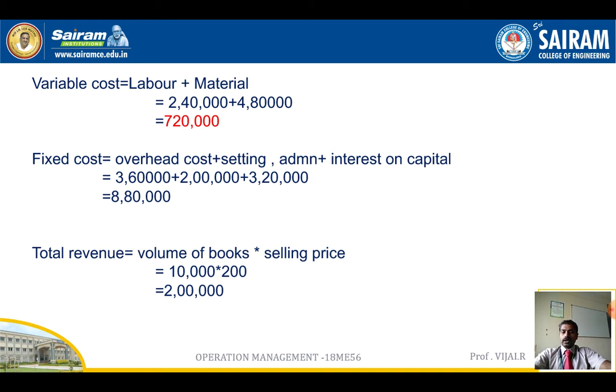So we will get to know the total cost, fixed cost and variable cost separately. Now we have to find the total revenue of the books, because for drawing the break even chart we want to know the volume of production, the total cost and the sales revenue. The sales revenue is the total number of books sold times the selling price of each. So 10,000 books at 200 rupees each means we get 20 lakhs rupees.